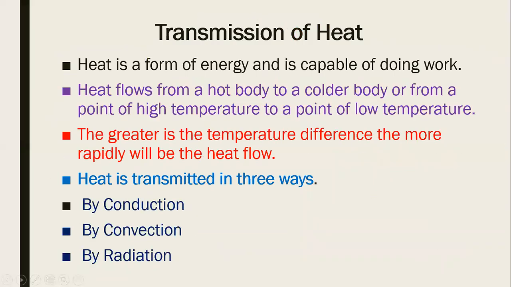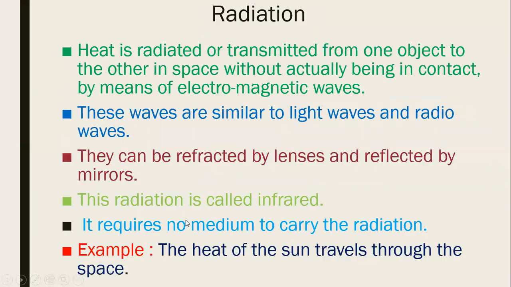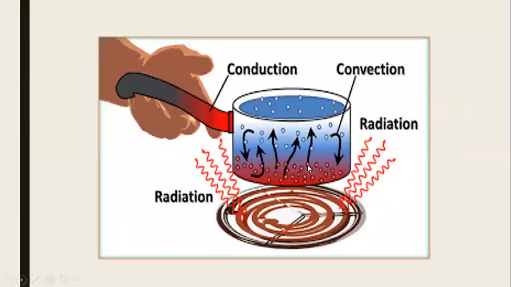So there are three methods of transmission of heat that you have studied. One is conduction, the second is convection, and the third is radiation. You can understand these three things simply using this example. Okay, so that is a kettle.